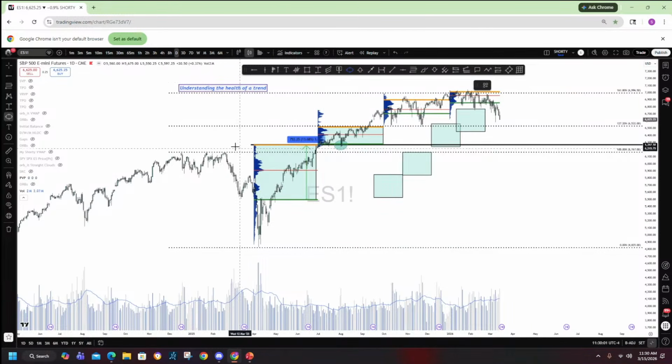So all I did is I said, give me this number to here, and now I want you to give me 127% of that, and then I want you to give me 161.8% of this range. That's how we got this. And I'm not saying that it couldn't have gone above this, but this is a pretty damn big level to reach in a short period, right?